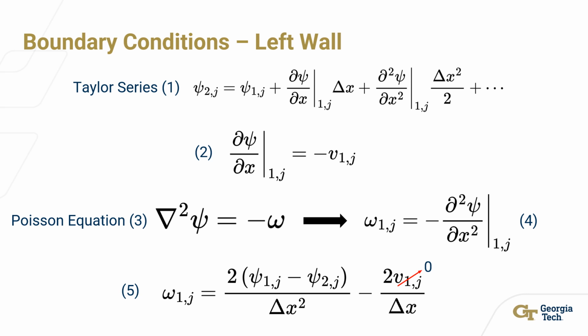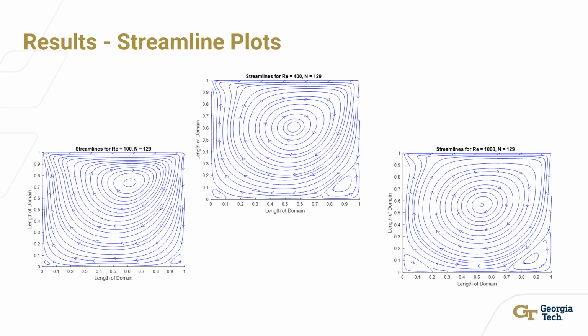As you can see in this, the v component for the left wall is 0, and that will be the case for the left, right, and bottom wall, but of course on the top wall, there will be a velocity here. Here are the streamline plots for Reynolds number 100, 400, and 1000 at n value 129.